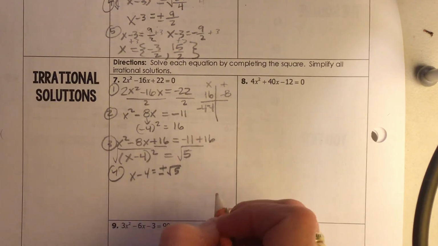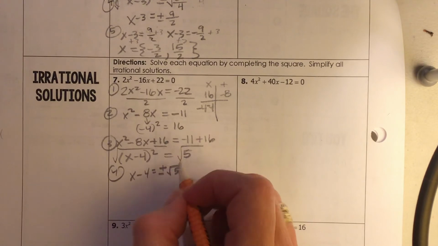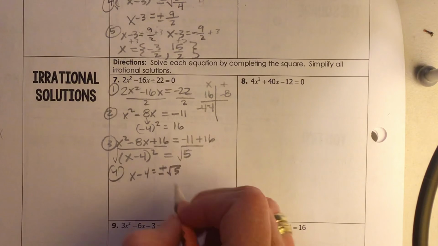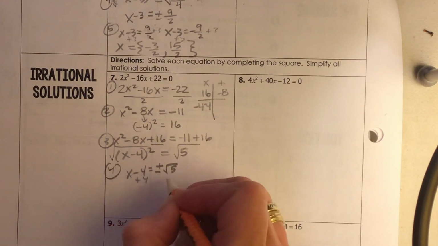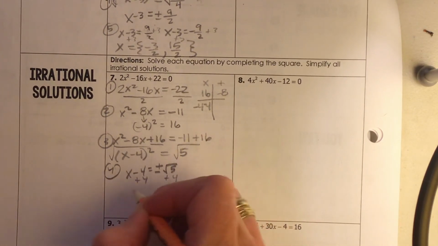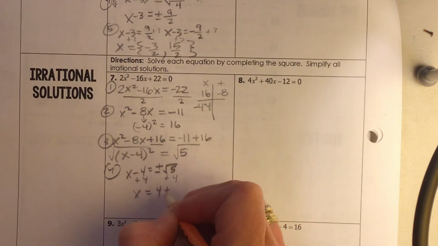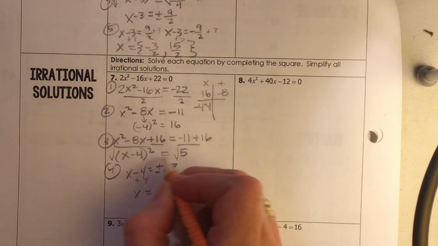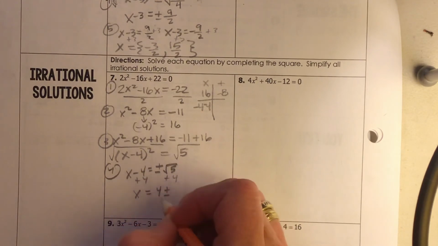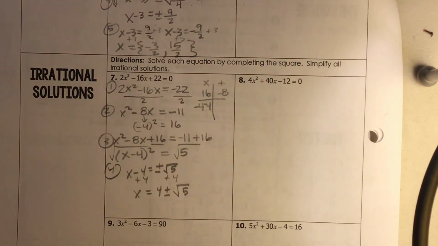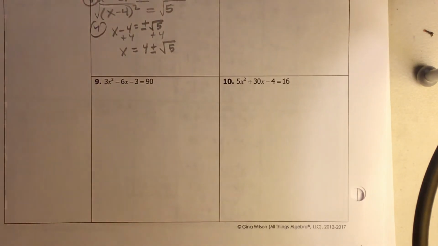These are actually a bit easier to solve because you don't have to do these fraction things, which get a little unwieldy. For this one, all I have to do is add 4, and then I have my answer. You just have to remember you account for both solutions here. So 4 plus or minus the square root of 5. Okay. And number 9.